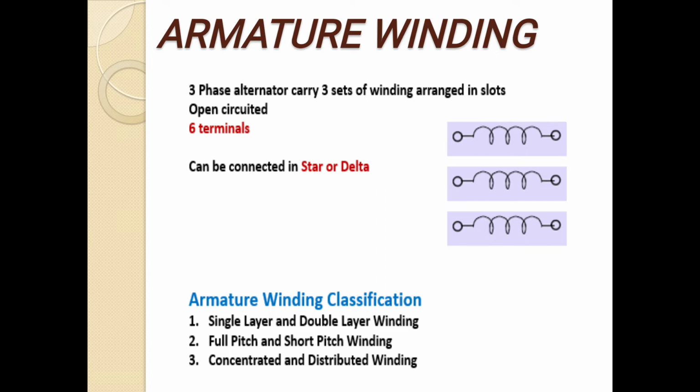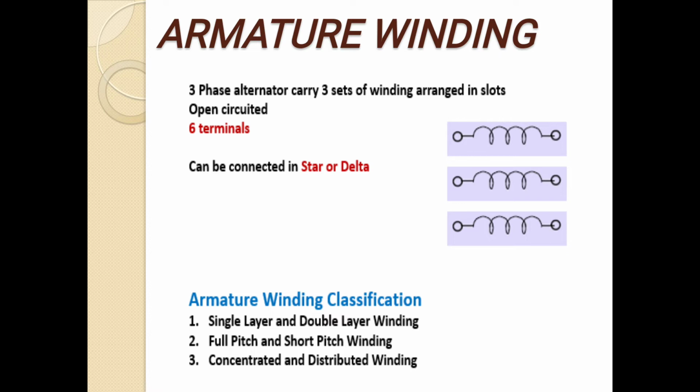Winding terminology. The winding terminology can be classified into conductor, turn, coil, coil side, pole pitch and slot angle. Conductor: a part of wire which is under the influence of a magnetic field and responsible for induced EMF. The conductors are placed in armature slots.